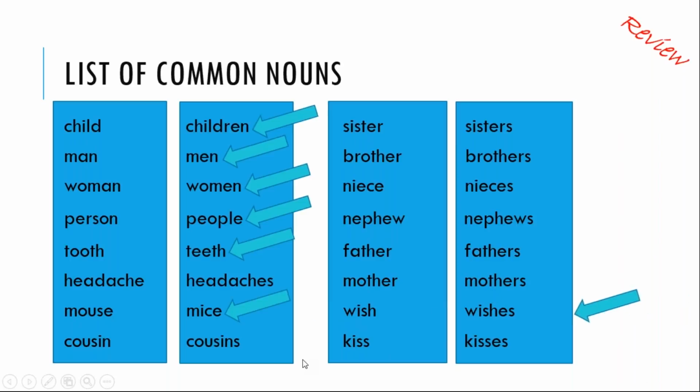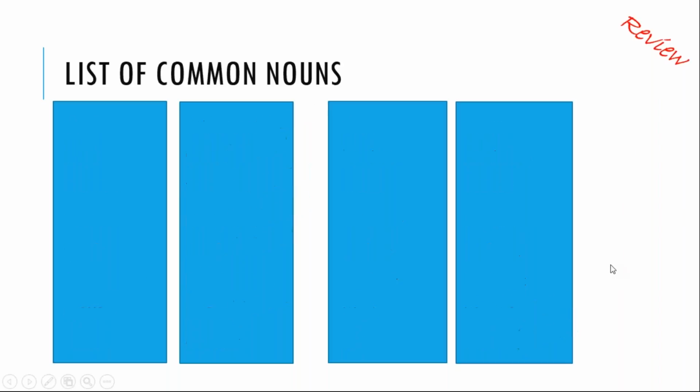So we have children, men, women, people, teeth, headaches, mice, cousins, sisters, brothers, nieces, nephews, fathers, mothers, wishes, and kisses. Okay, there you go. There we have it. All right.